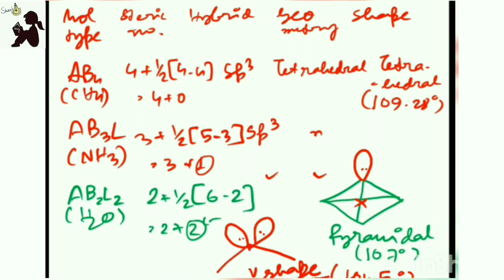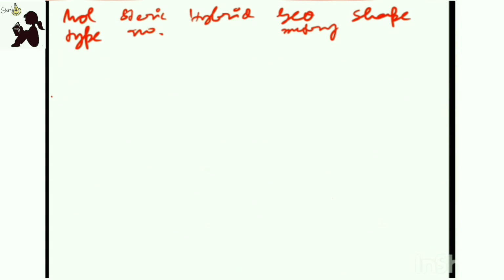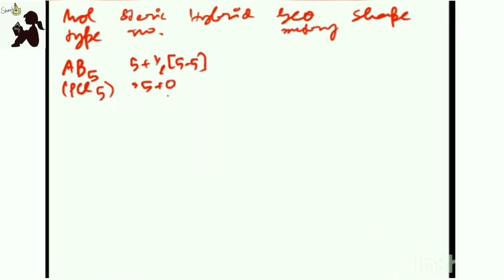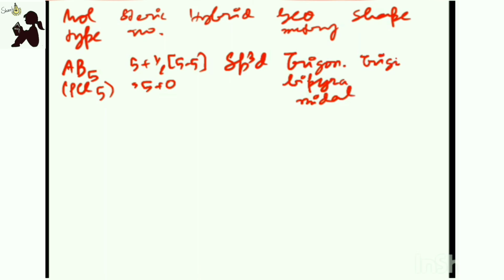Okay, so let's go for the next type, that is our AB5. Now this type has many subtypes. We'll see that. First, let us see its standard type. That is 5 plus 0. So here see, it has no lone pair, so its hybridization will be sp3d. Geometry we all know, trigonal bipyramidal. I am writing in short form, trigonal bipyramidal. So shape will also be trigonal bipyramidal.